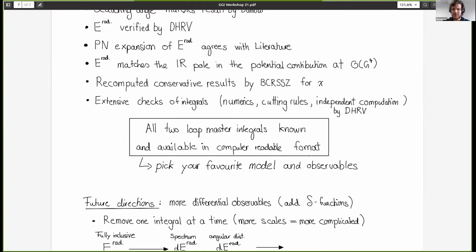And maybe something to take home is that in our last paper we actually give a full set of all the master integrals that you would need for this KMOC computation at this order. So in principle, anyone who is interested in computing an observable in this kind of approach can just pick up our result and compute for their favorite model.